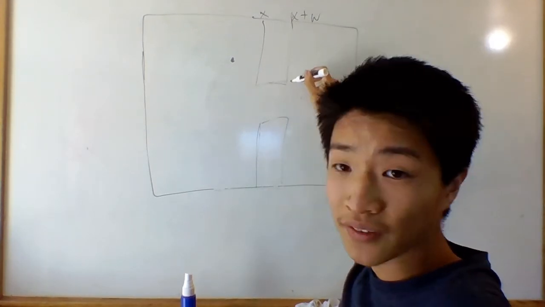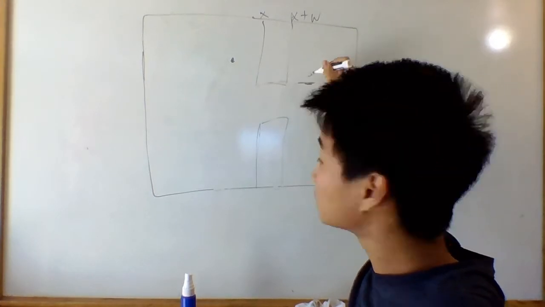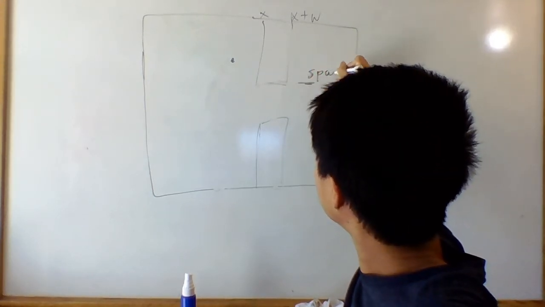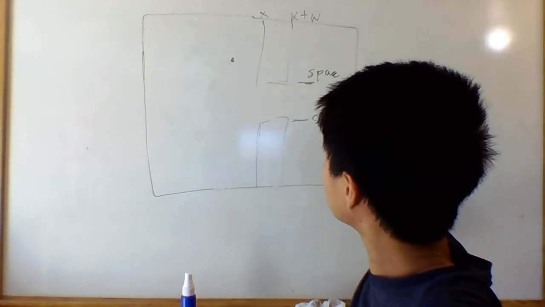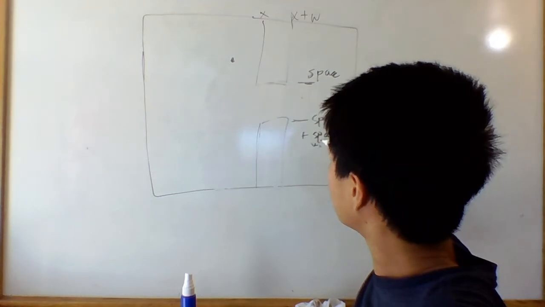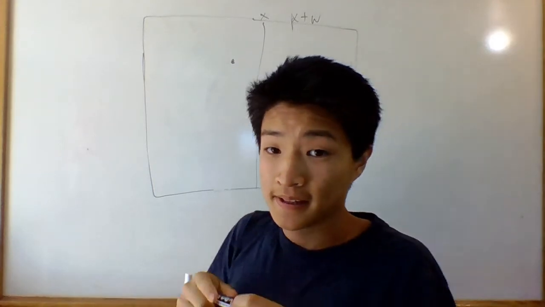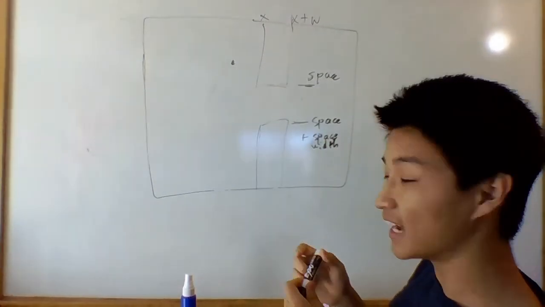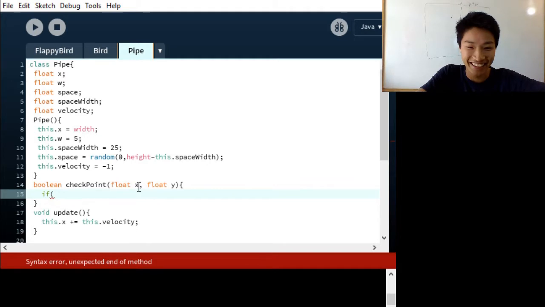This height right here, we called it space, which means this value is space plus space width. Space plus space width. And this is just height. So we have to check whether or not it's inside of all these boundaries. Okay, back to the code. I probably didn't have to have that be so visual, but it's good for us.